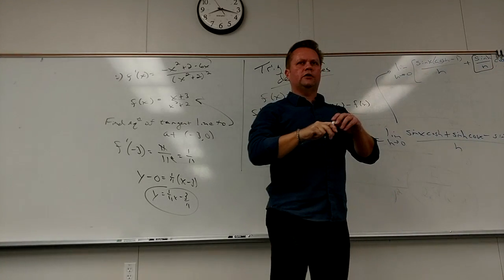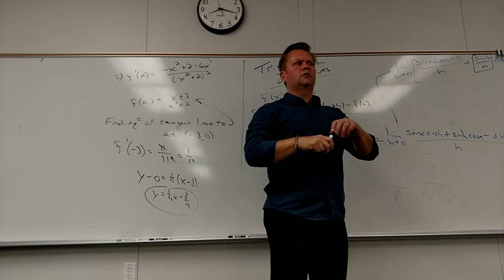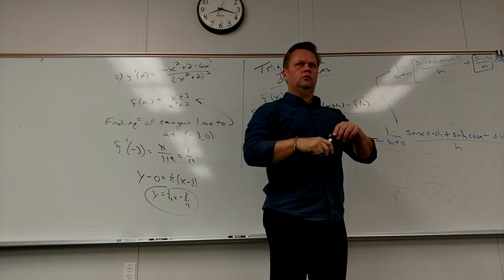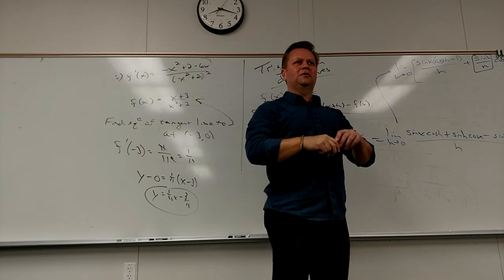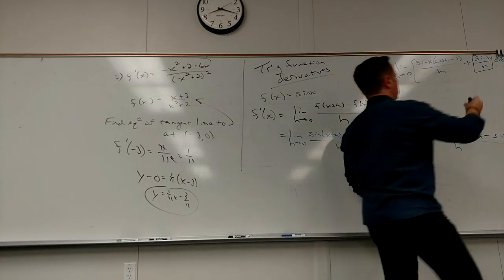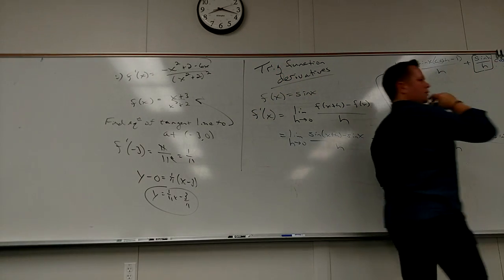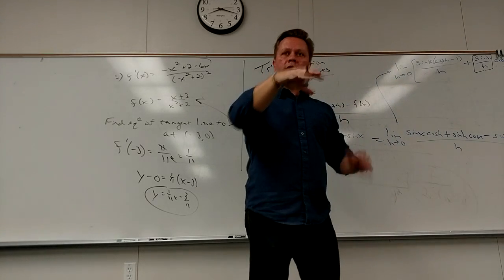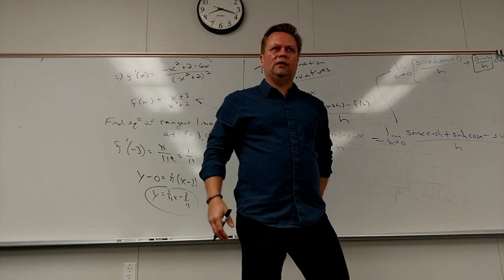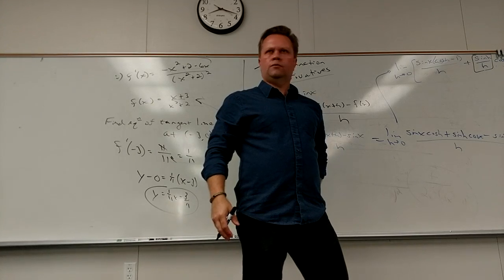What form is that in if I try to plug 0 in? What is sine of 0? 0. And as h goes to 0, h goes to 0. So it's 0 over 0, right? Which is obviously a problem. But that means I could do something. I could actually figure it out. Maybe it's some finite number instead of some infinity, right?